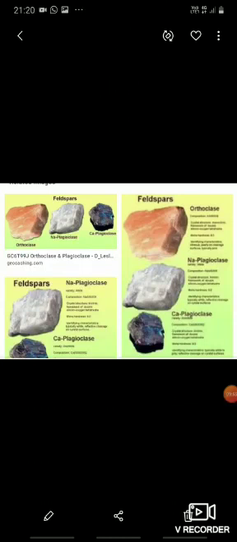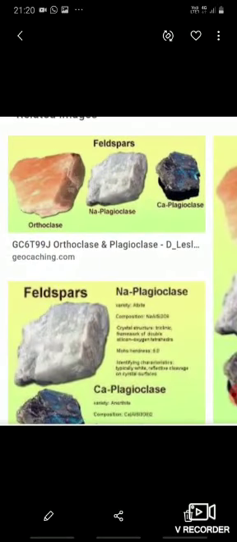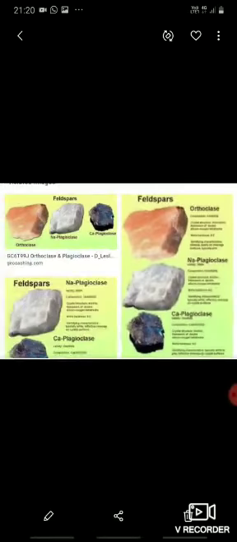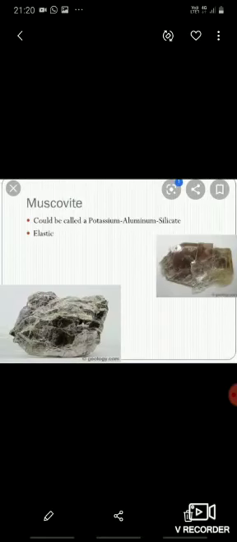Next one is feldspar. As I have told you, quartz, feldspar and biotite are the most important rock forming minerals. Feldspars are actually the most important rock forming minerals. The most important feldspars are orthoclase, plagioclase and calcium feldspar. Orthoclase feldspar is pinkish in color, plagioclase feldspar is whitish in color, sodium plagioclase is white, like our salt, and calcium plagioclase is lightly greenish in color. These are the feldspar group of minerals.